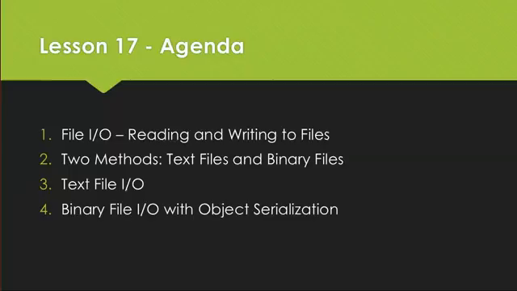On the agenda for lesson 17, first we'll talk about the basics of file I/O, that is, how do you read and write to data files. Talk about the two formats in which you can read and write to files: text files, which are human readable data, and binary files, which are only machine readable. Then we'll do some examples of basic text file I/O, and some examples of binary file I/O, specifically focusing on serializing the objects that we've made already.